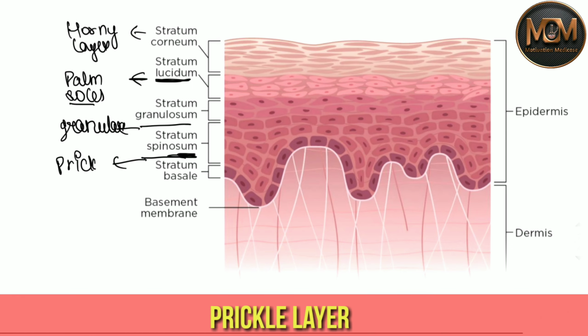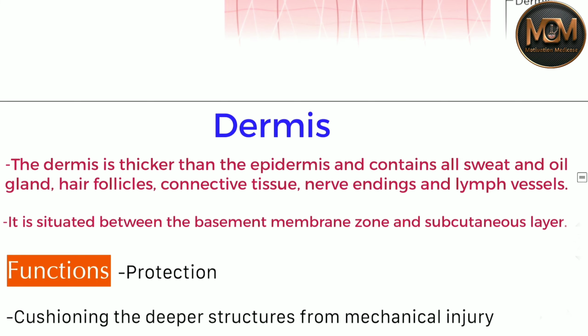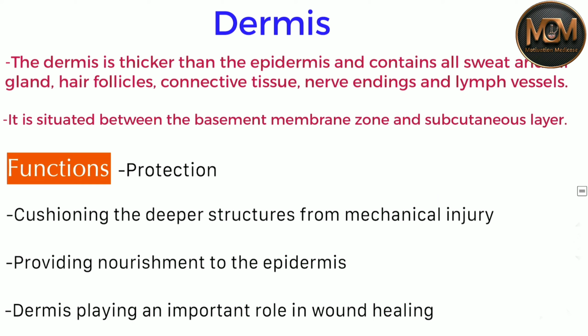And the last one is the stratum basale, also said to be a germinative layer. All right, the next one is the dermis, or the second layer. About the dermis, as you can see over here, it is thicker than the epidermis. It contains sweat and oil glands, hair follicles, connective tissue, nerve endings, and lymph vessels as well. And about the location, as you know, it is situated at the basement membrane zone.